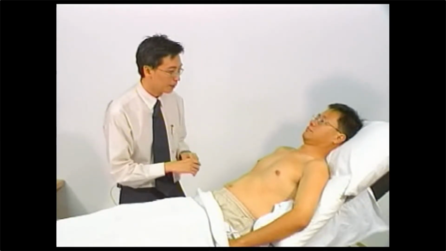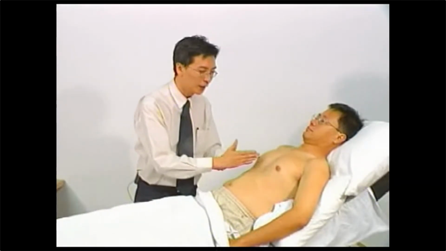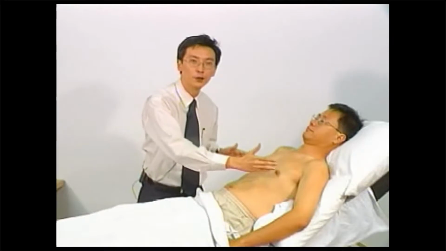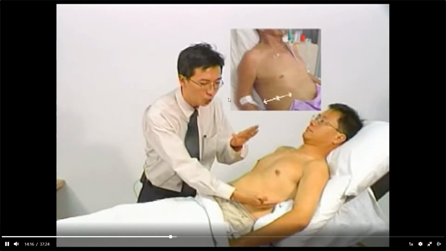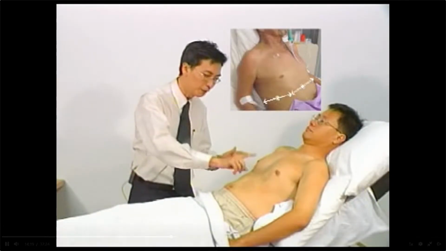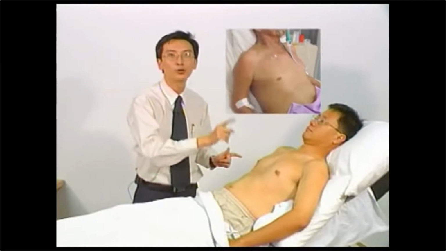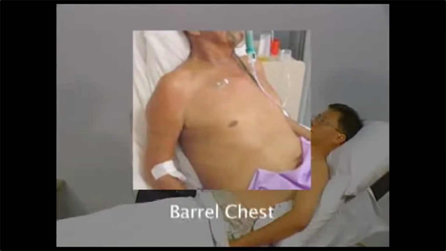Another important observation of the shape is to do with hyperinflation, the signs of a hyperinflated chest. Because normally when you look at this chest, you and I, our anterior-posterior diameter should not exceed 70% of the transverse diameter of the chest. Now, if it approximates 1 to 1, it gives the appearance of a barrel chest. And this is a sign of a hyperinflated chest.